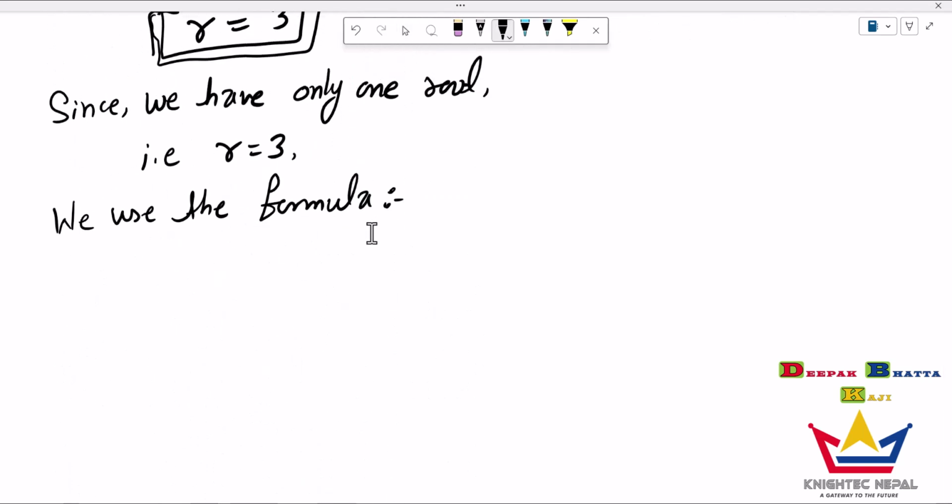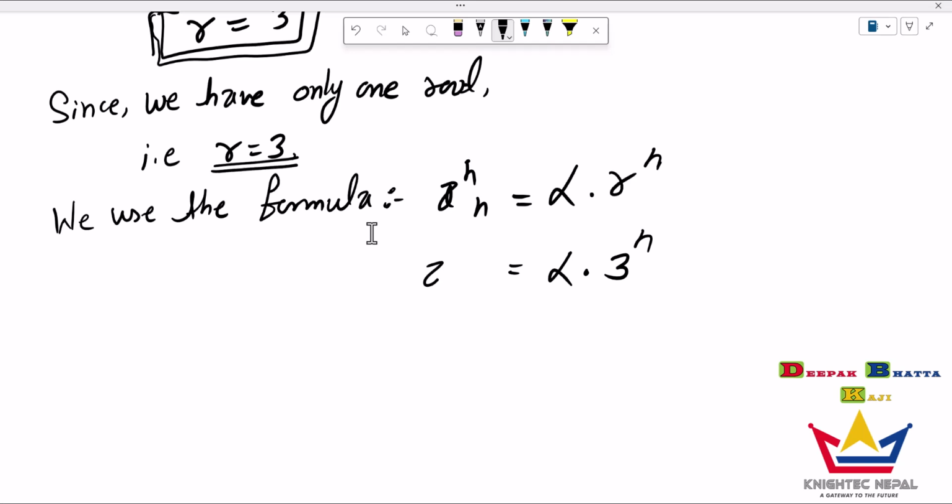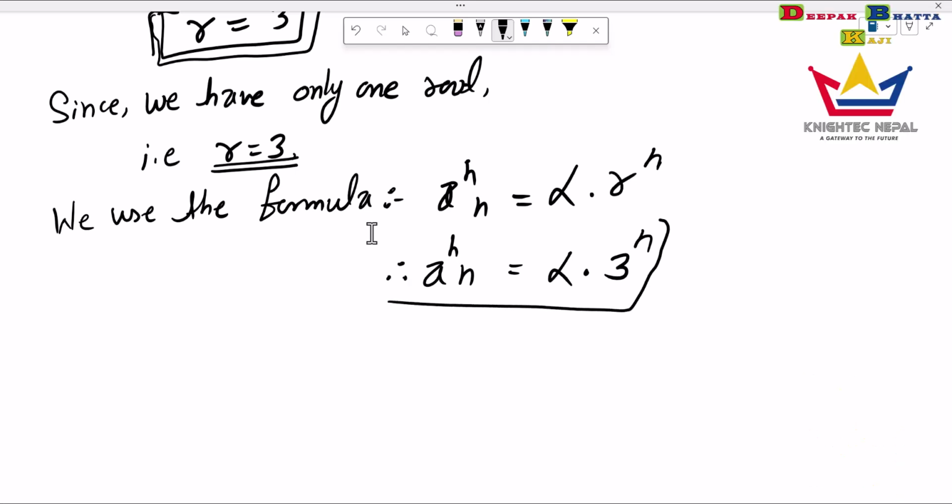So a_n^h = alpha · r^n. Put the value of r. Here we have r = 3. So a_n^h = alpha · 3^n. We got this value, right?